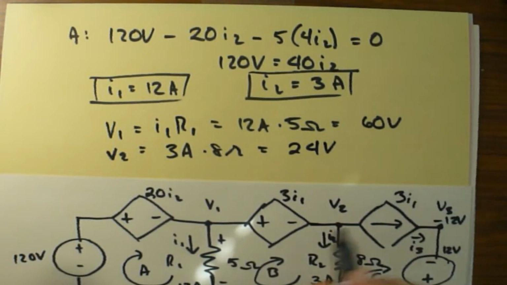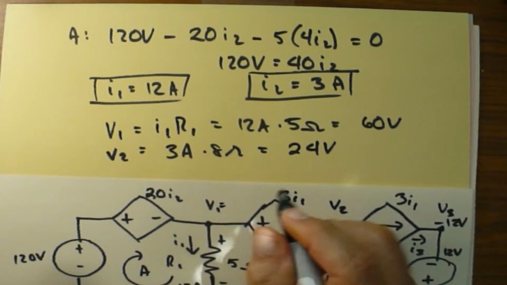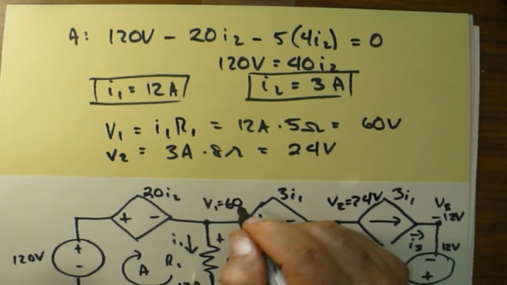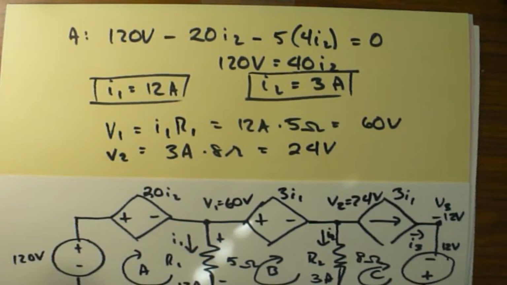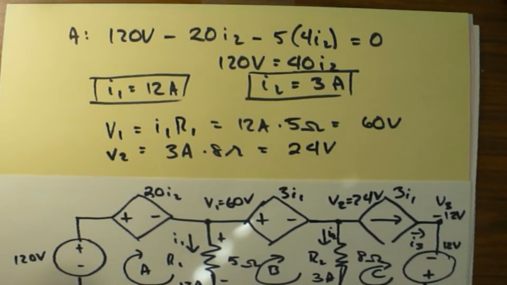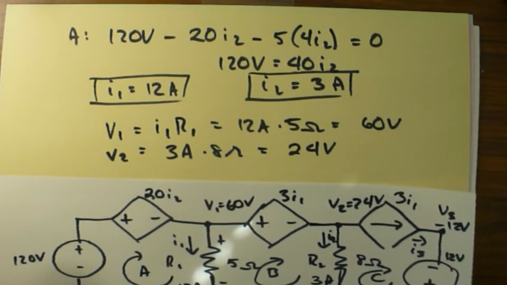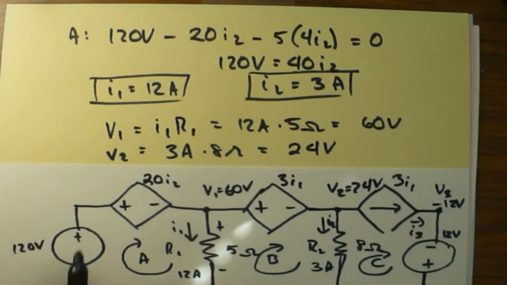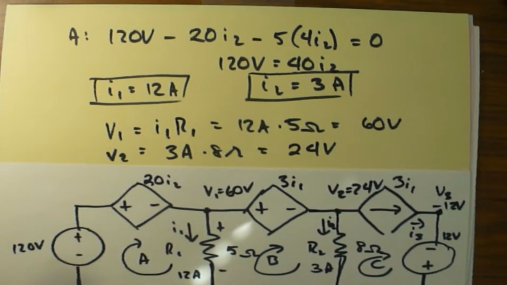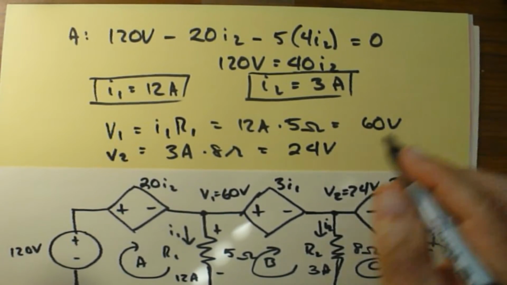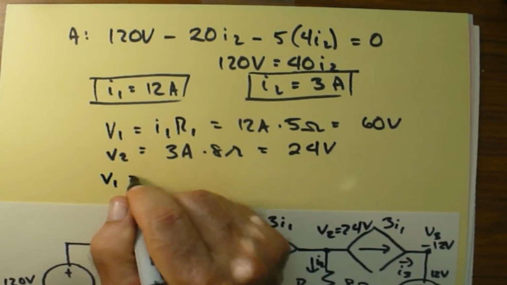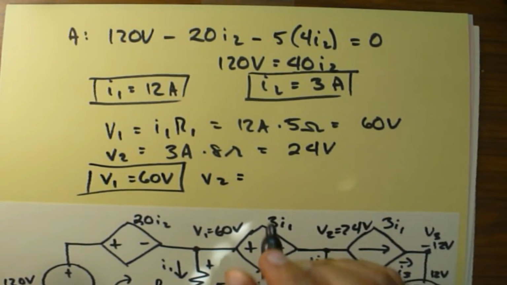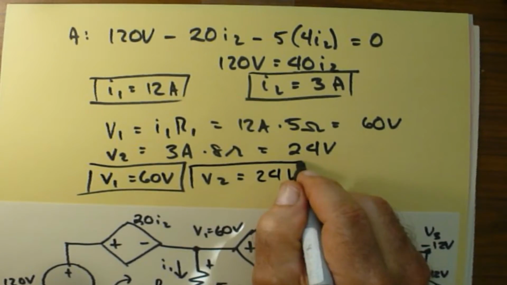Okay, so now we have V1 and V2. V1 is 60 volts, V2 is 24 volts. We have the problem almost entirely solved, but let's verify that our numbers make sense. So we have here, this voltage is 20 I2. Let's write these down: V1 equals 60 volts, part of our solution. V2 is equal to 24 volts, that's part of our solution.